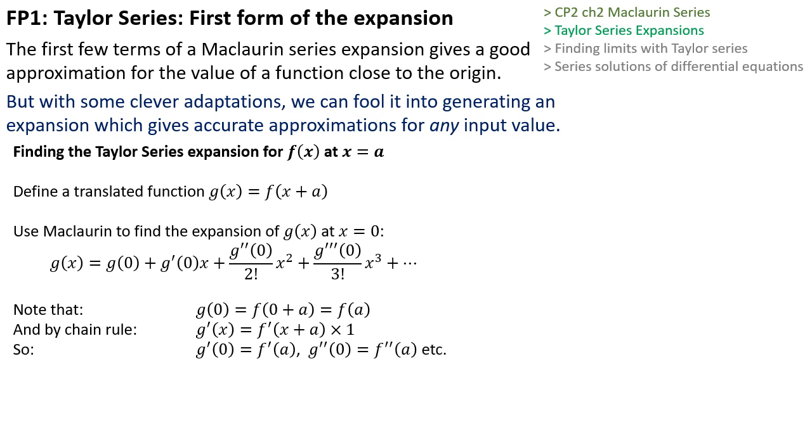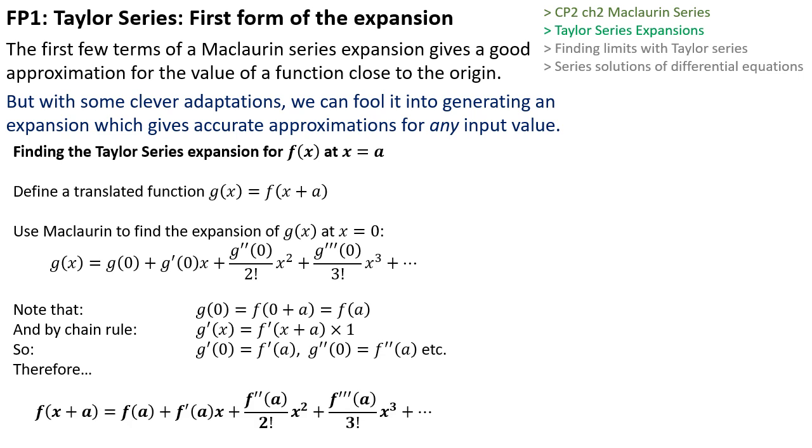That means that g dashed of 0 is the same as f dashed of a. And g double dashed of 0 will be f double dashed of a, and so on and so forth. And we generate a very similar looking, but crucially different formula. This is our formula. g of x becomes f of x plus a, g of 0 becomes f of a, g dashed of 0 becomes f dashed of a, and so on.